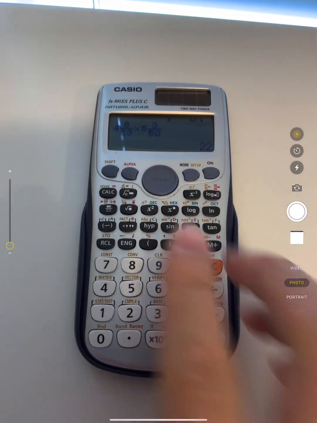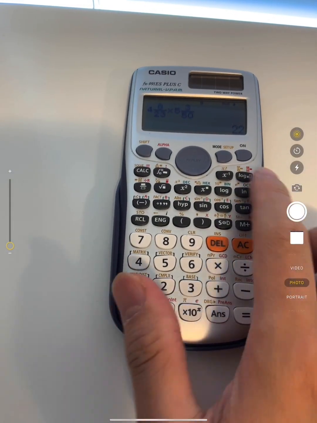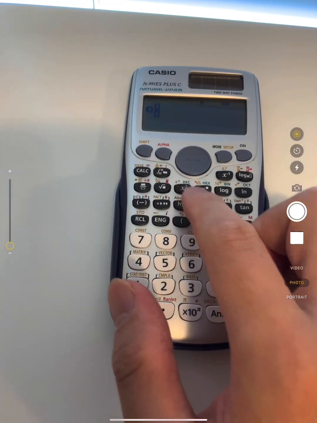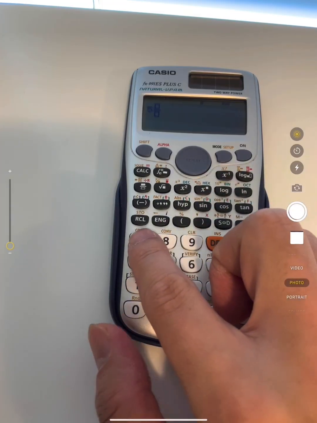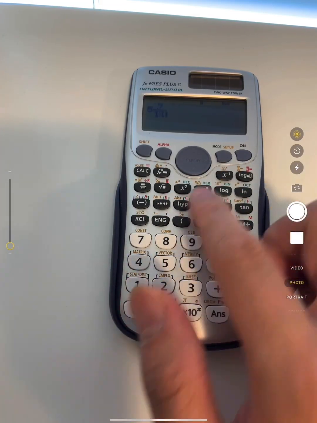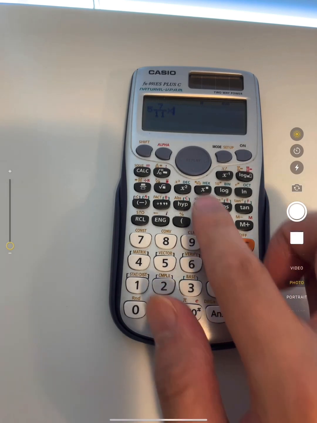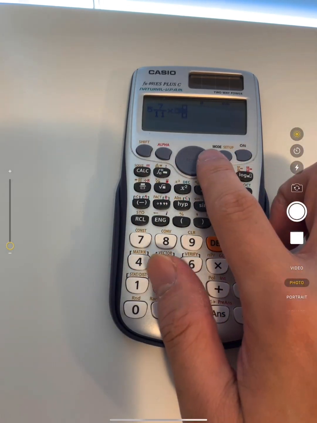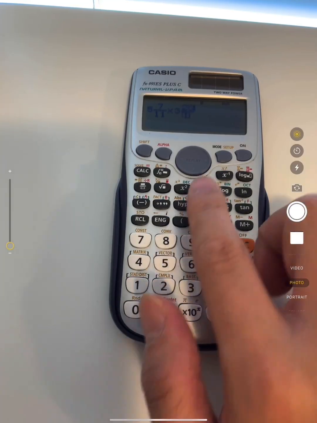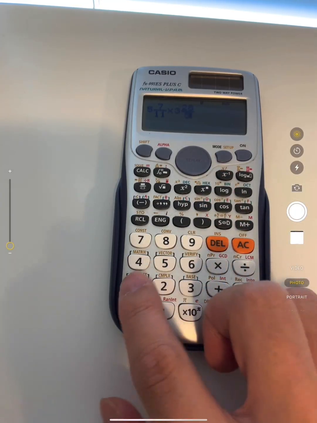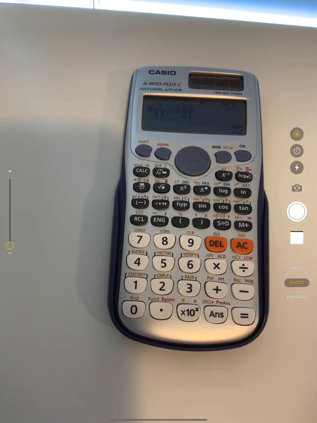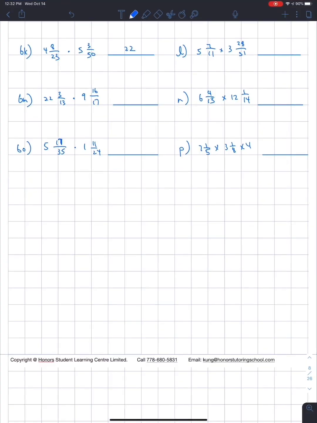And then the next one is L. Same idea, Shift and then the mixed fraction button. I have 5, go to the right, 7 to the right, 11 to the right, times, Shift, mixed fraction button, 3 to the right, 28 to the right, and 31. And that will give me the answer for L. So L is also 22.